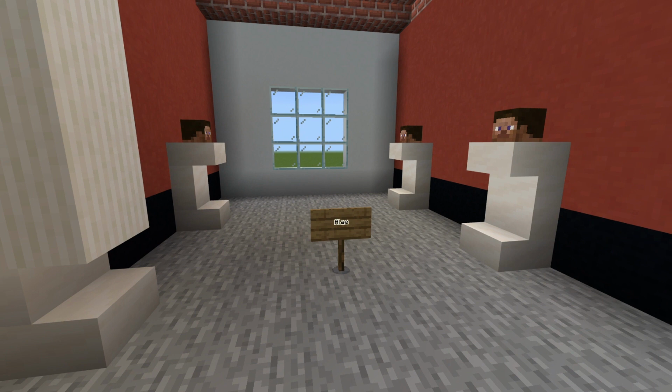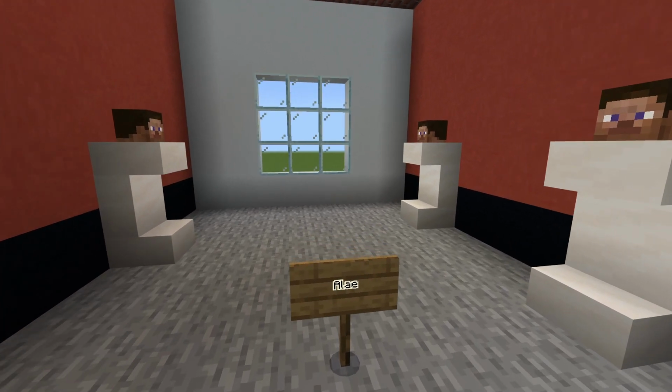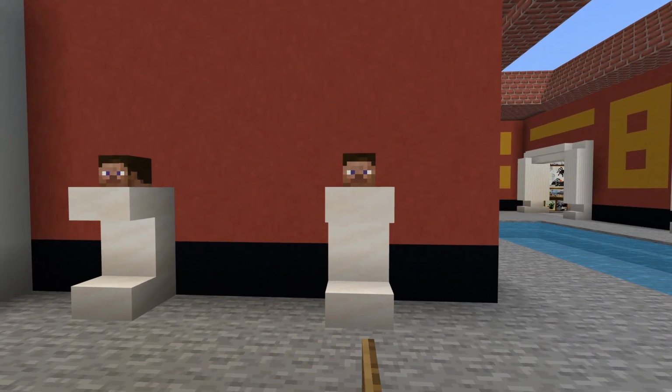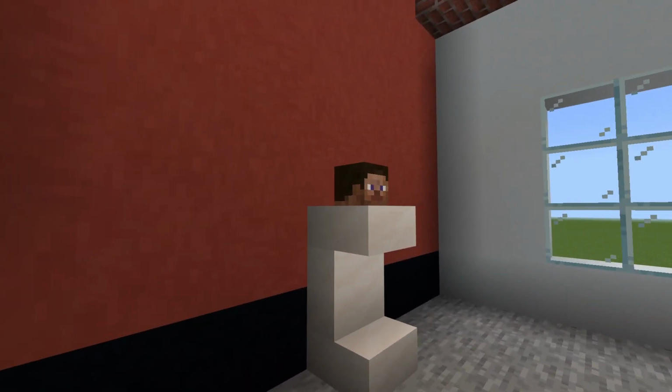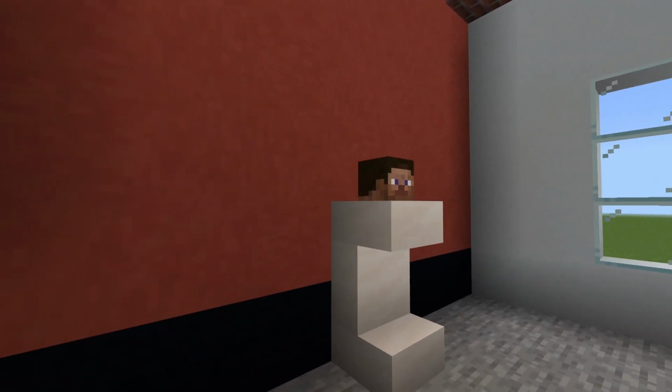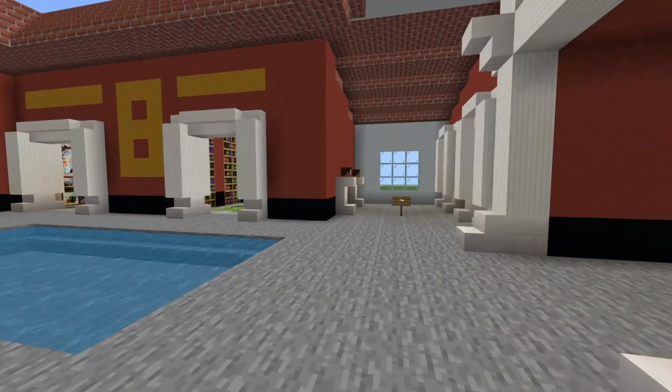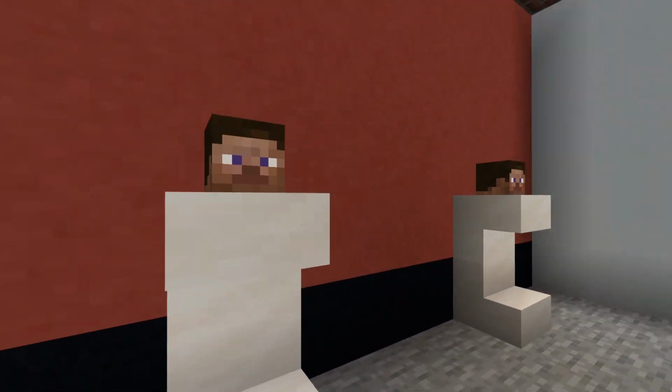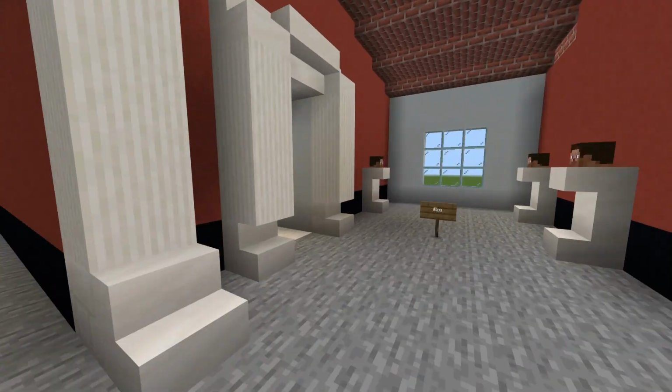Next, along both sides of the atrium, we have the alae, or alleys. The true purpose for these alleys is still unknown, but many speculate that these rooms were used to display imagines, or death masks, of past fallen family members. So here's one on this side and on this side too.